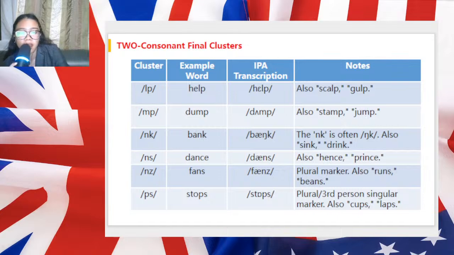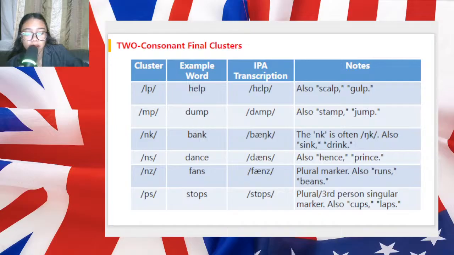Okay. And finally, for this slide, we have the PS cluster, as in stops. This is another very common cluster, frequently appearing as a plural or third person singular marker on verbs. So it's the P sound followed immediately by the S sound, as in stops. So the S, or the hissing sound here, is unvoiced, of course, because when we try to say this sound and touch your neck, S, there's no vibration at all, meaning that again, this is unvoiced, or we also call it voiceless sound. Now, this is how the S ending is pronounced when the preceding sound is unvoiced.